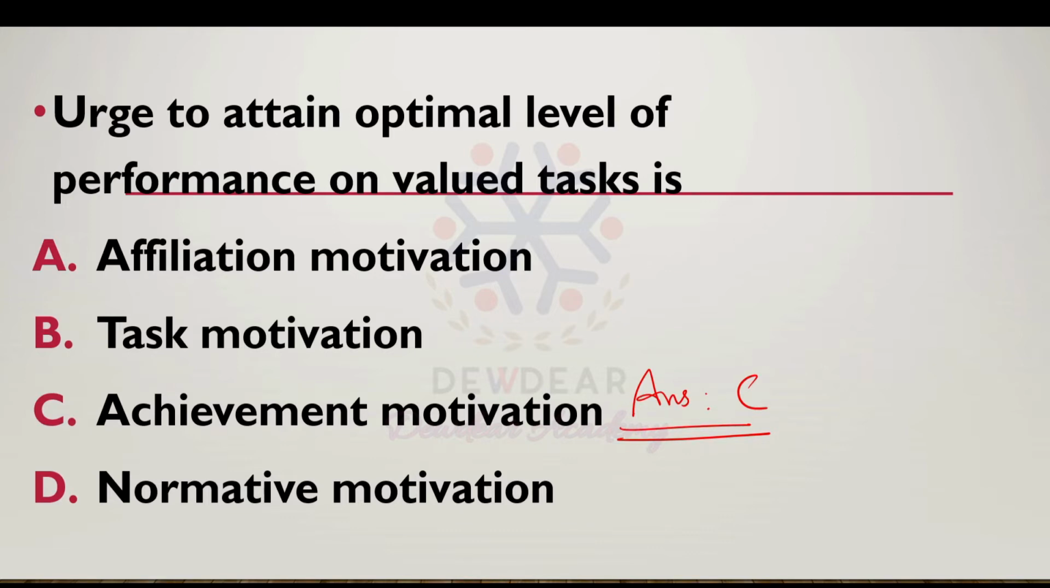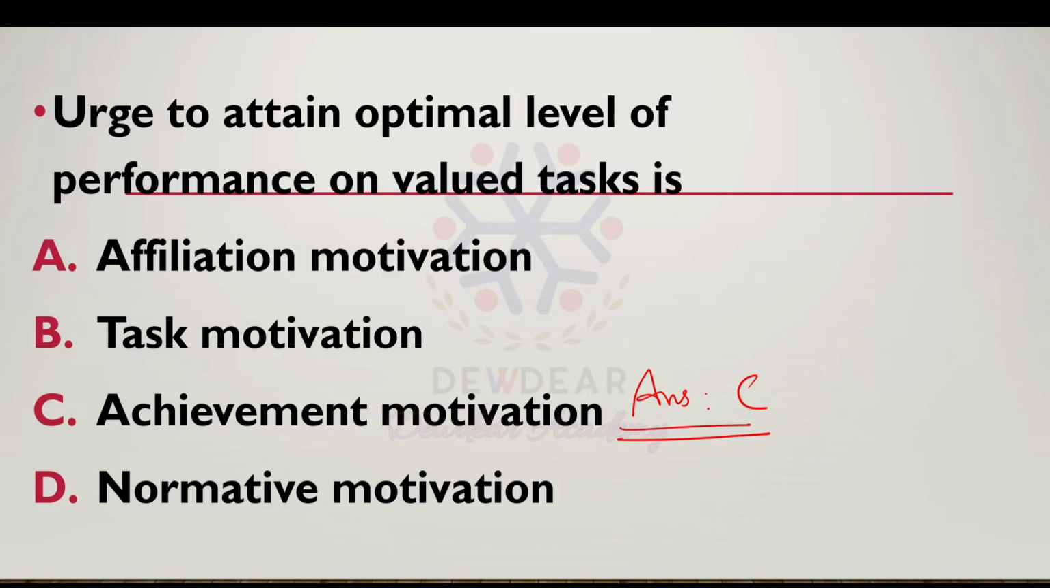Achievement motivation is the drive to pursue and attain goals. An individual with achievement motivation wishes to achieve the objectives. The urge to attain the optimal level of performance on a valued task is known as achievement motivation. Affiliation motivation is the drive to relate to people on a social basis, to get affiliated, to get loved by others.